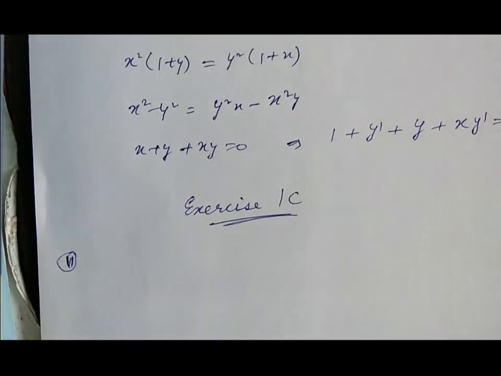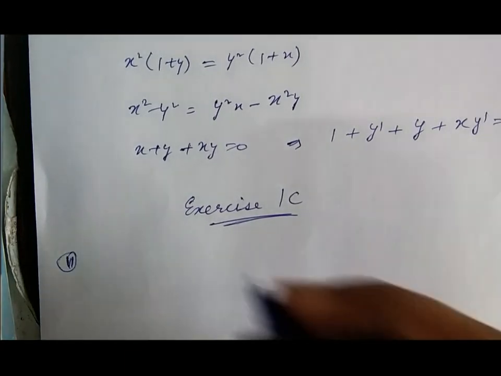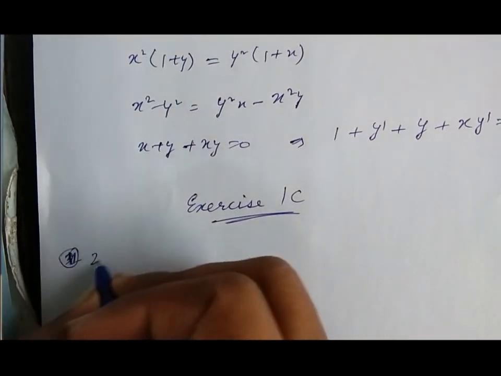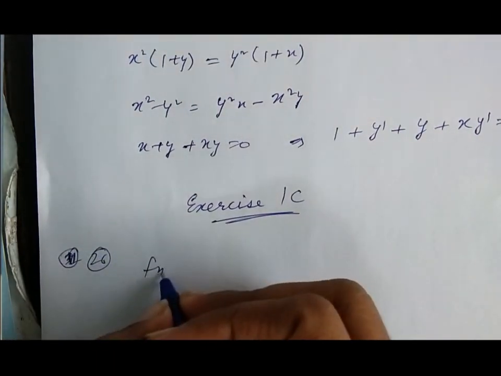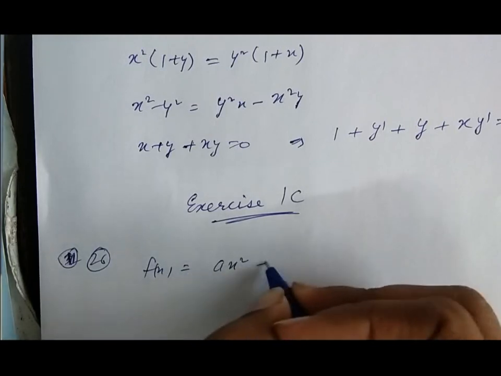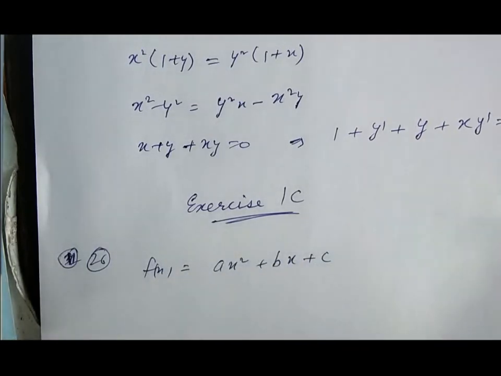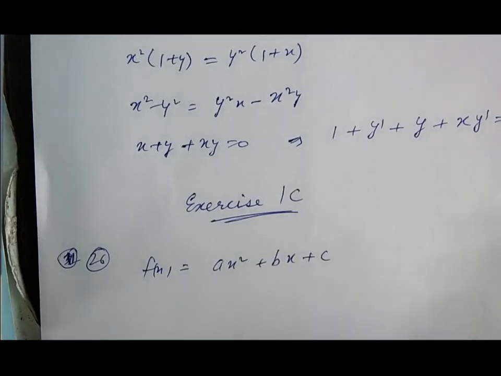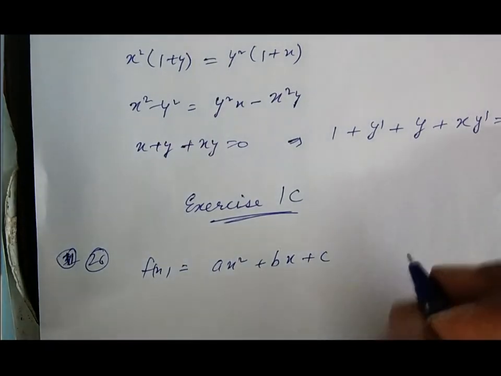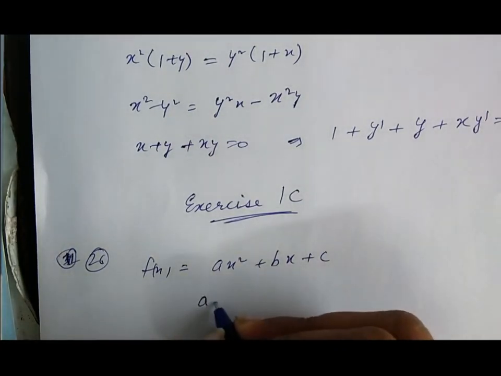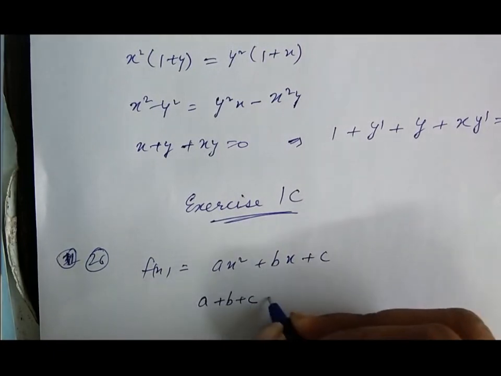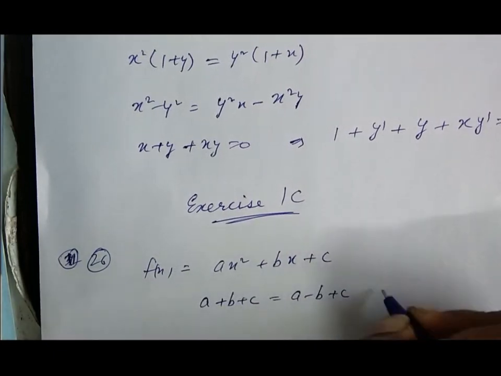So question number 26 says f(x) be a polynomial of second degree. So let f(x) is equal to ax square plus bx plus c, and if f of 1 is equal to f of minus 1, so a plus b plus c is equal to a minus b plus c. This implies b is equal to 0.